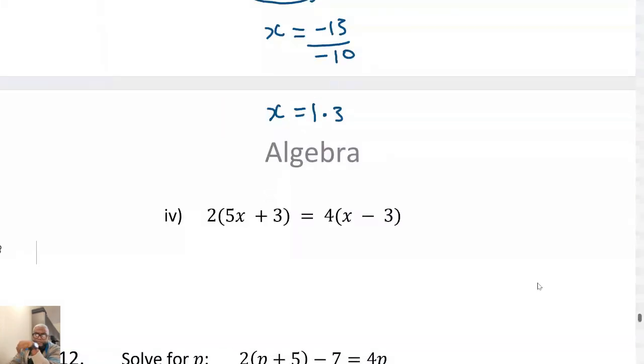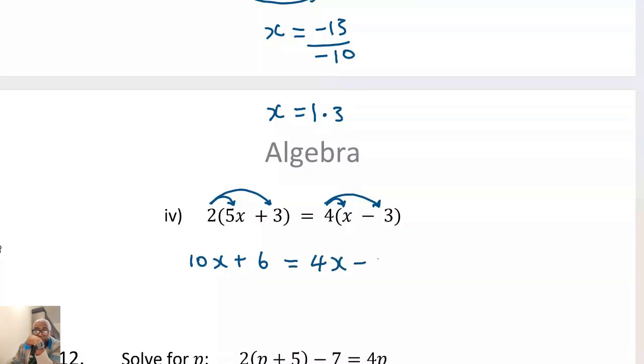Right? What are we doing here? Multiplying 2 by, and then 2 by, 4 by, and 4 by. How would the next line look? 10x plus 6 is equal to 4x minus 12. Right? We bring in this 4x here. This is plus 4x. You're carrying this plus 6 there. What would the next line look like?